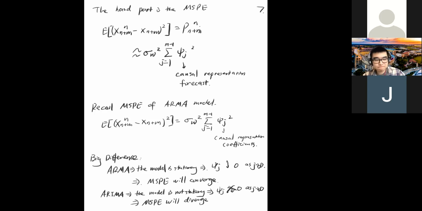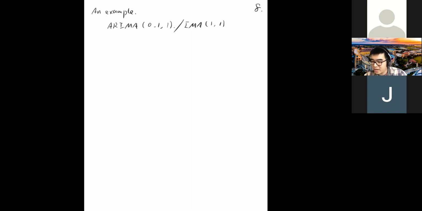All right, so before moving to the R code, I want to give you an example, and this is a very important example. This model is ARIMA(0,1,1), or sometimes just called IMA(1,1). It does not have an AR part. It only has an MA part on the first differenced data.